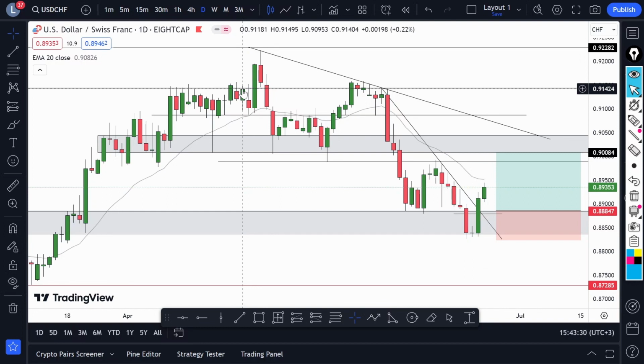I'll be taking you through how I'll be approaching markets come next week, that is starting on 24th to 28th June. I'll also take you through some price action ideas just for your learning purposes. We start off with the dollar Swiss.